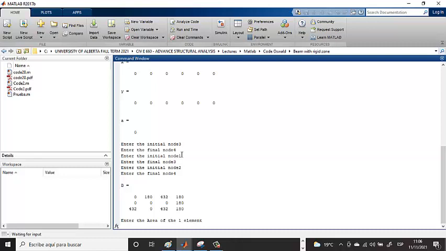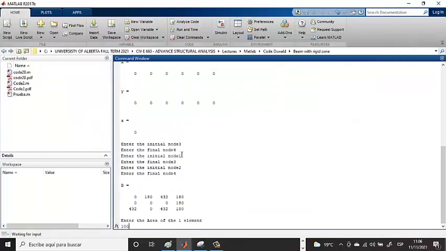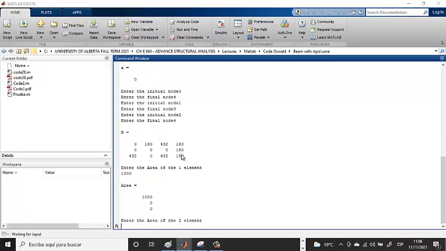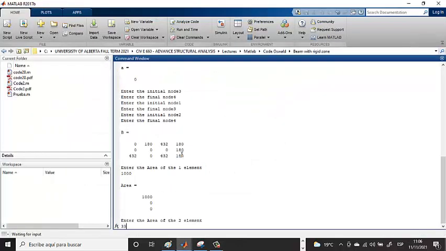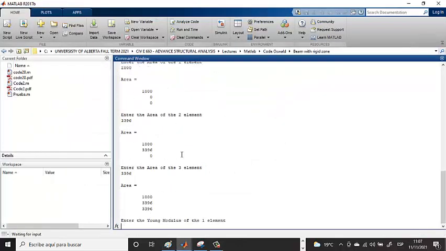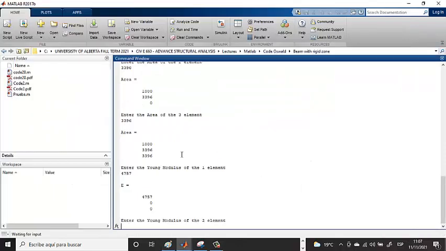The code asks me to enter the area of the first element. In this case it is 1000 inch square. The second element is the same as the third element, 30,396. The Young's modulus is the same for all the elements, 4,757, for each element.